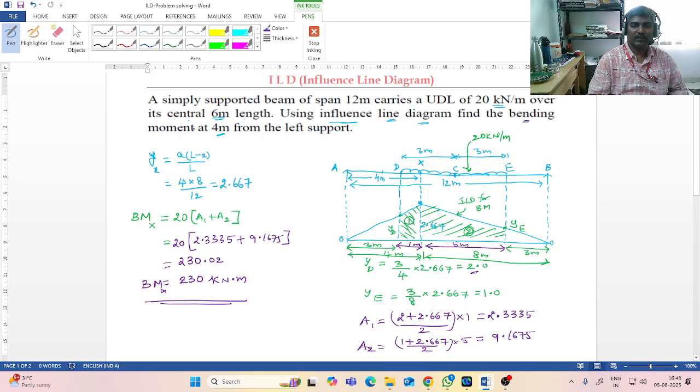So the answer for this question, using ILD: the bending moment at 4 meters from left support is 230 kilonewton meter. So this is how you need to use the ILD for calculating bending moment at a section.